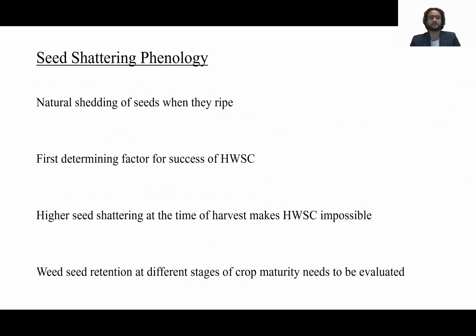So it is very important to study seed shattering phenology to judge the potential of harvest weed seed control. Seed shattering phenology is the natural shedding of seeds when they are ripened, which is a highly variable phenomenon among weed species. So seed shattering is the first determining factor for the success of harvest weed seed control. Higher seed shattering at the time of harvest makes harvest weed seed control nearly impossible, because we won't be able to capture seeds if they're already shattered and already in the seed bank.